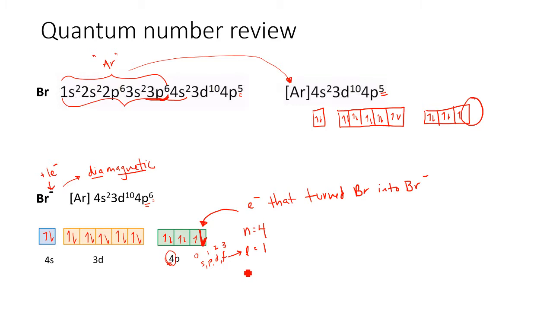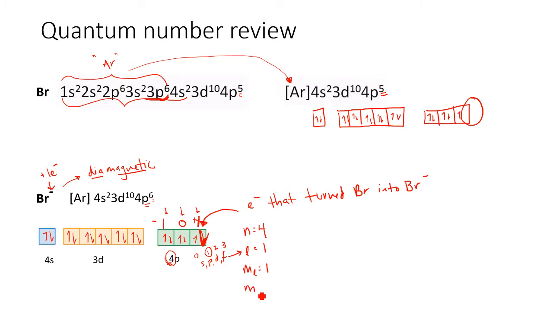Now I need the M sub L. The M sub L numbers the rooms. I need to come up with 3 room numbers because I have 3 orbitals. We said that the room numbers were bounded by L. So it goes from negative L to positive L. So it goes -1, 0, and 1. I placed this electron into the first room, so he gets a +1.